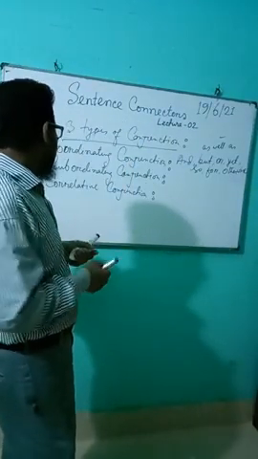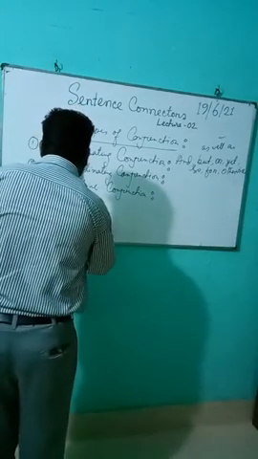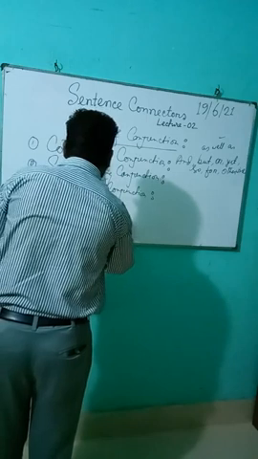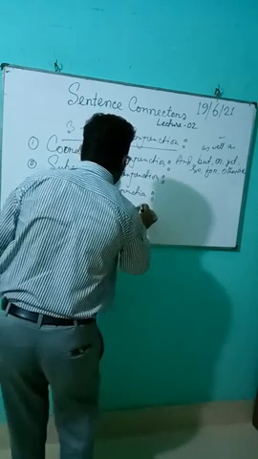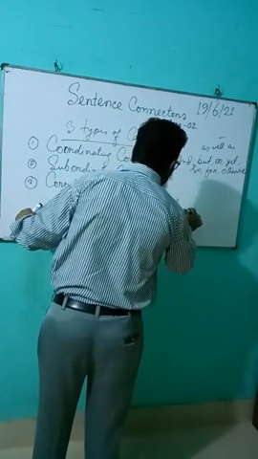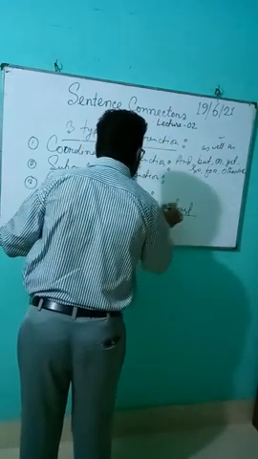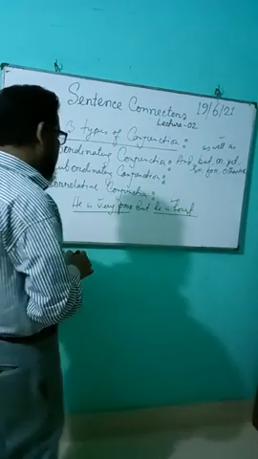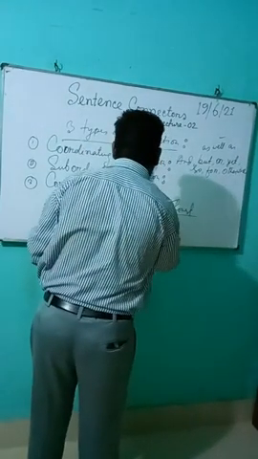So have a look at an example. He is very poor, but he is honest. Both are independent clauses, and both sentences are joined by but.